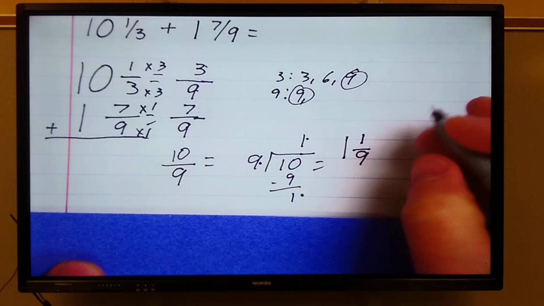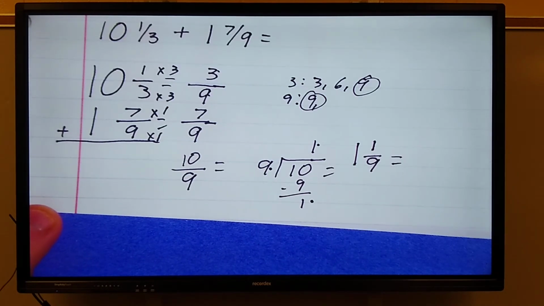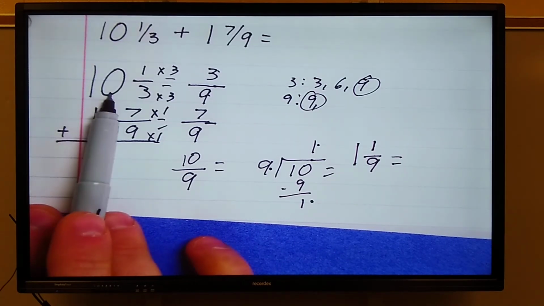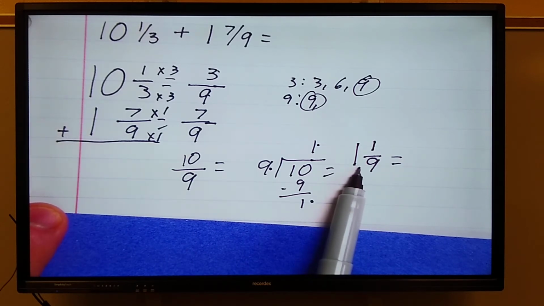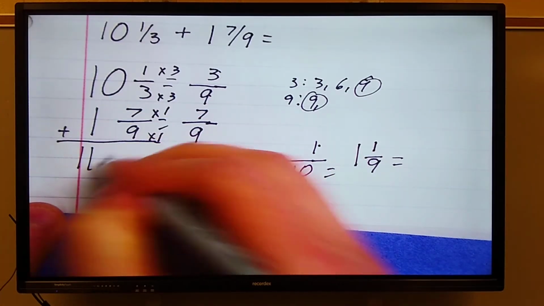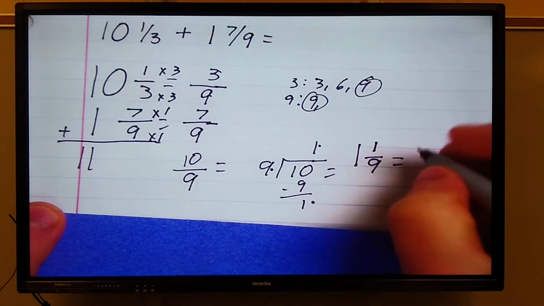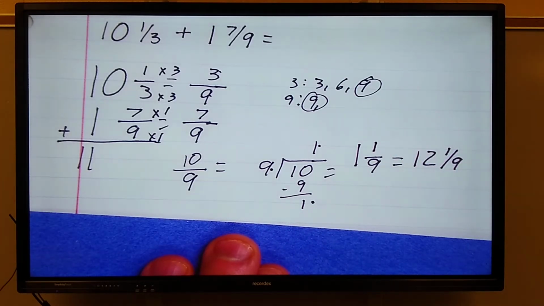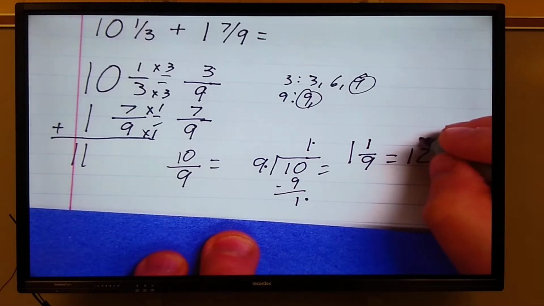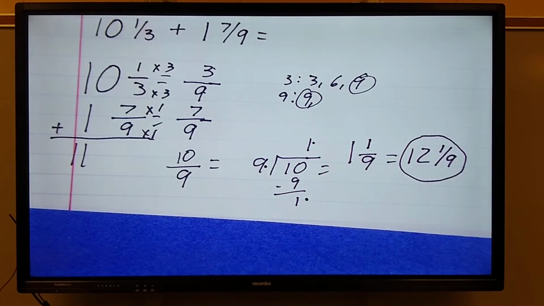Now my last step is to add all the whole numbers. Whole number, whole number, whole number. I got 3 of them. 10 plus 1 is 11. 11 plus 1 is 12. 12 and 1/9 is the truth, and the only truth. There is only one truth, and here it is. All right. Let's do another one.